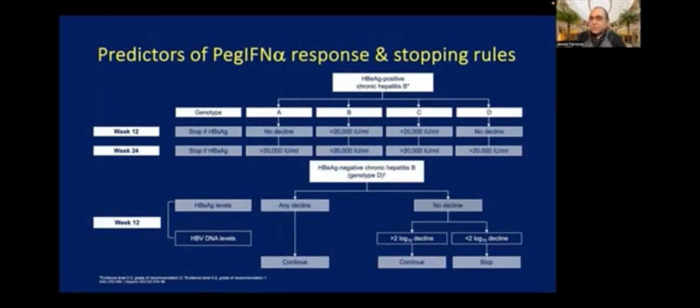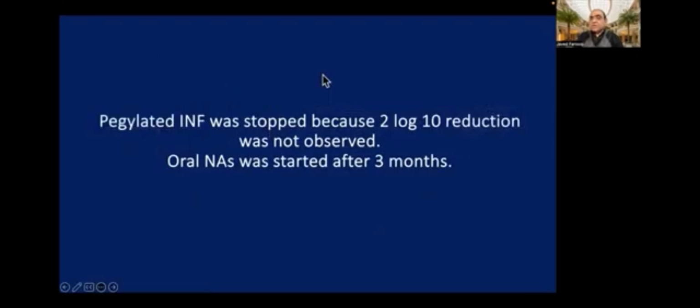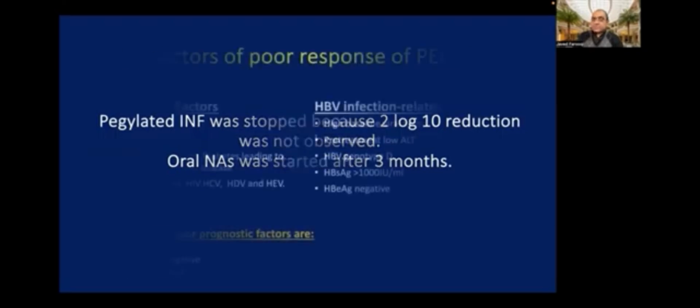This is again what I have told you. So in this scenario, we take this arm: we stop the pegylated interferon and start the patient on the oral drugs. So pegylated interferon was stopped because a 2 log reduction was not observed, and oral NAs were started after 3 months of her pegylated interferon, because for 3 months she received pegylated interferon. Now it has been changed into the oral drugs.